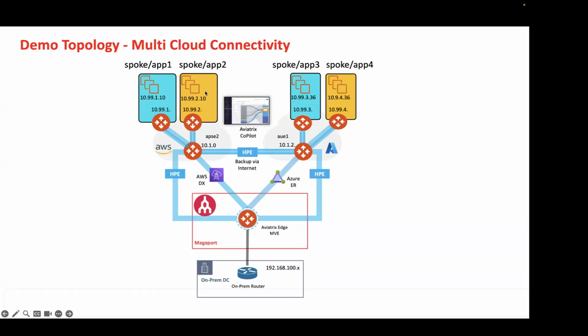These app VPCs connect to the Aviatrix transits, and then the Aviatrix transits connect with the Megaport Virtual Edge to achieve high-speed multi-cloud connectivity. And that connectivity also extends to on-premises as well. So with that, I'll just start with the demo.